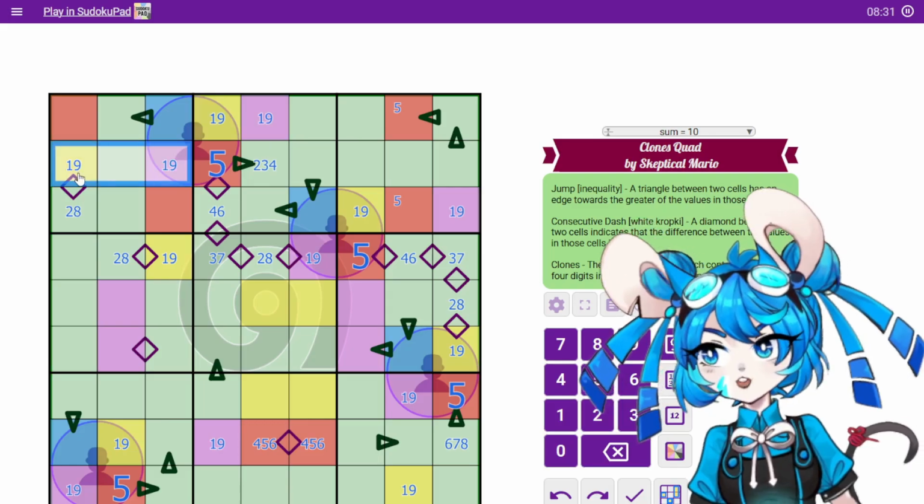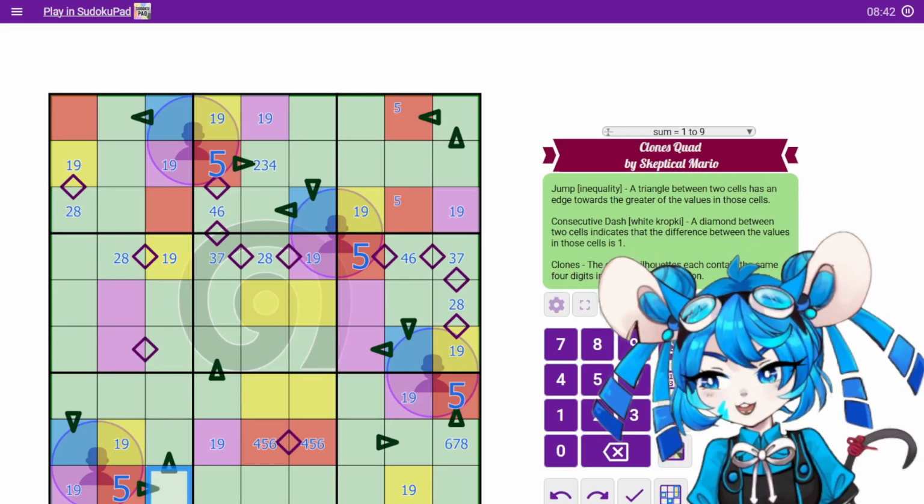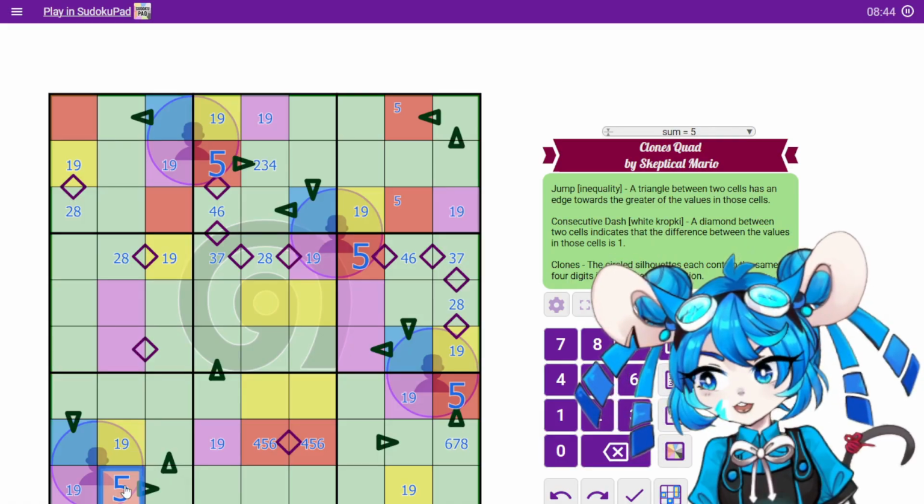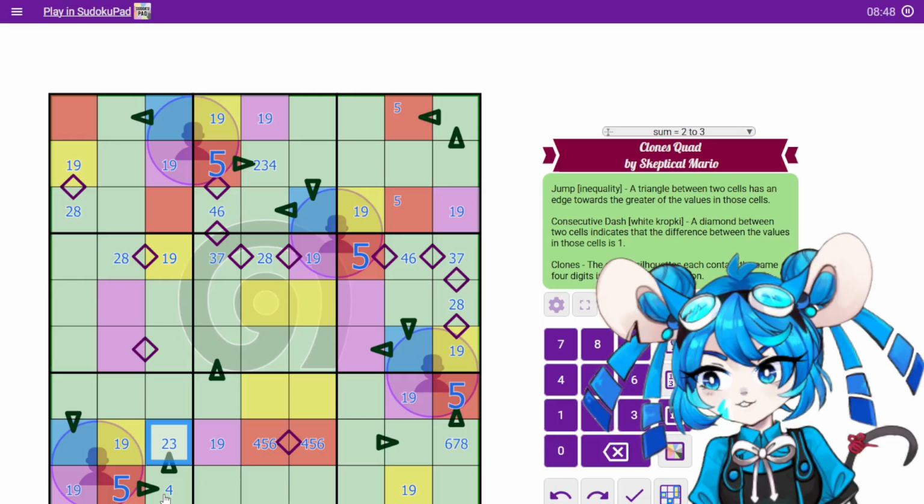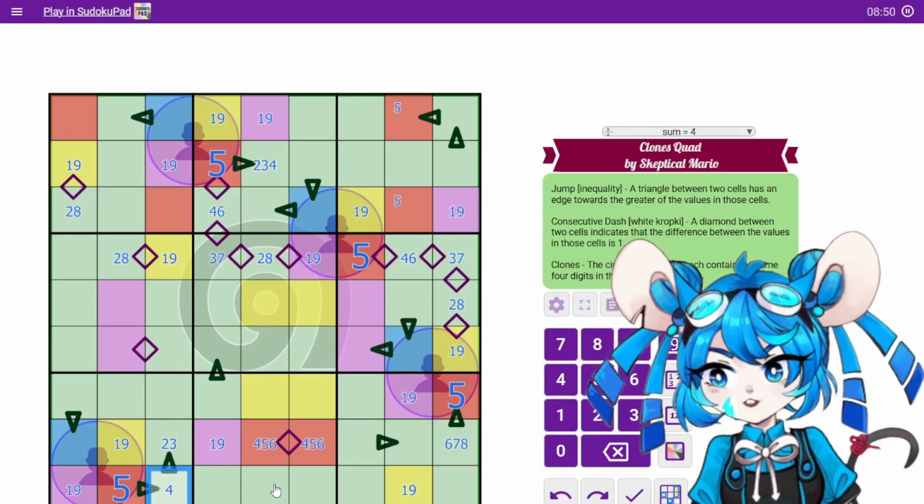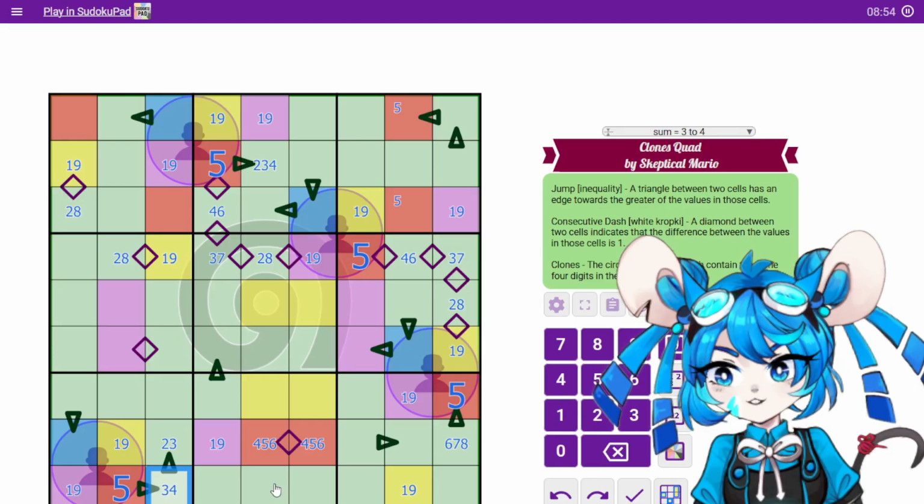Because we have a 1, 9 in this box and row. This digit is less than 5, so this can be at most 4. This is at most 3. It can be 2 or 3. It can't be 1. This can be 3 or 4.